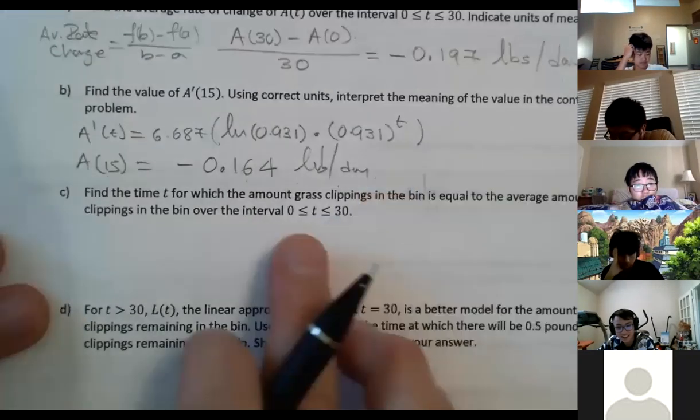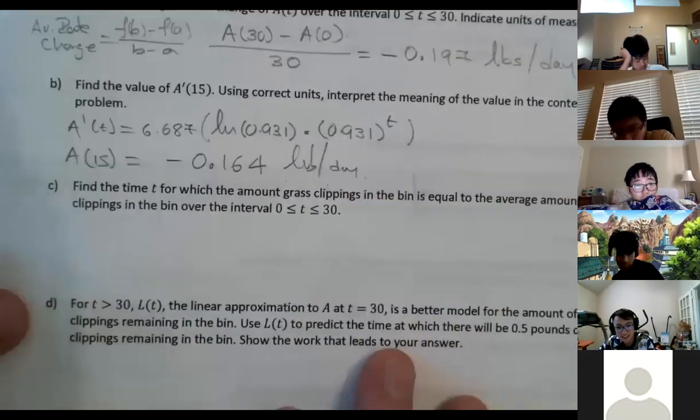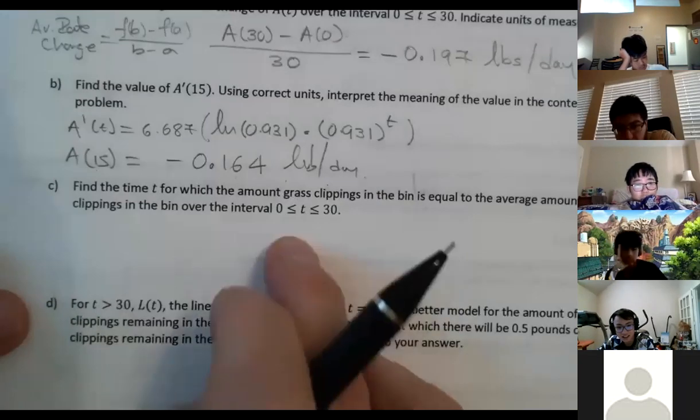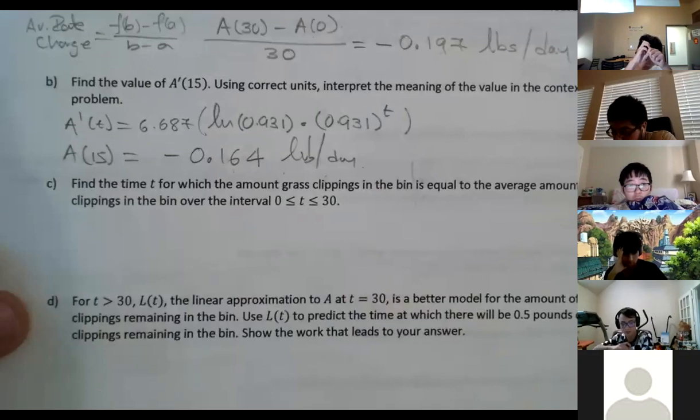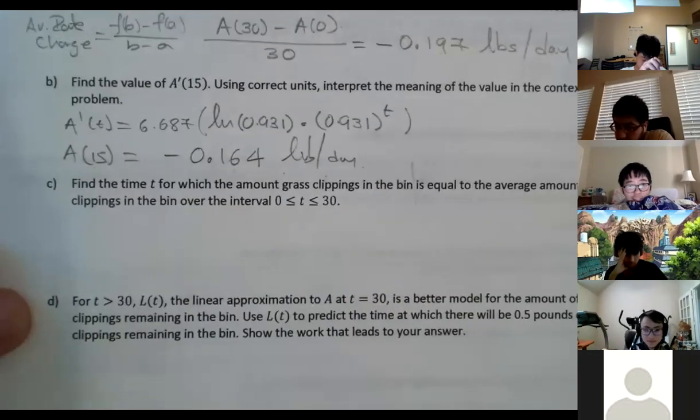All right, so let's look at C. This is maybe the more complex problem. It says, find the time t for which the amount of grass clippings in the bin is equal to the average amount of grass. Please mute your music. Find the time t for which the amount of grass clippings in the bin is equal to the average amount of grass.